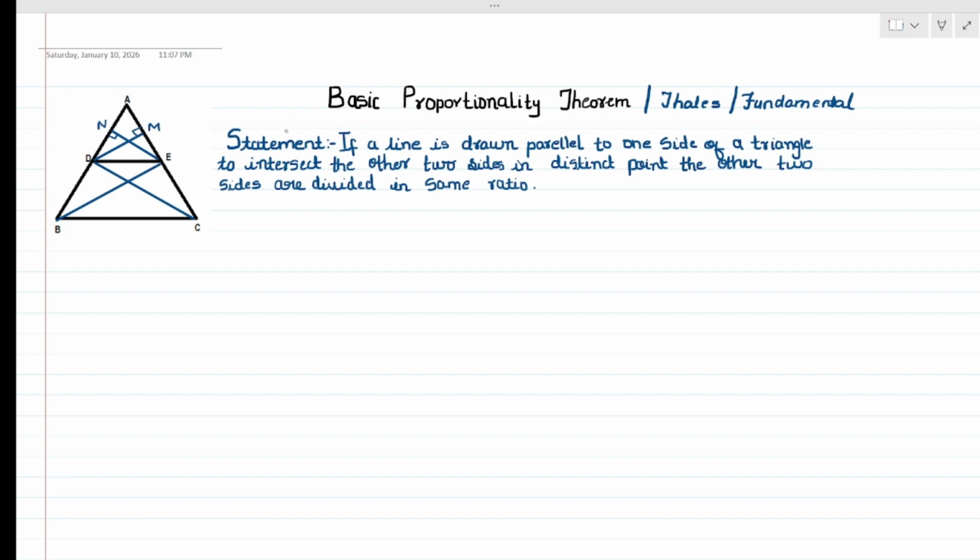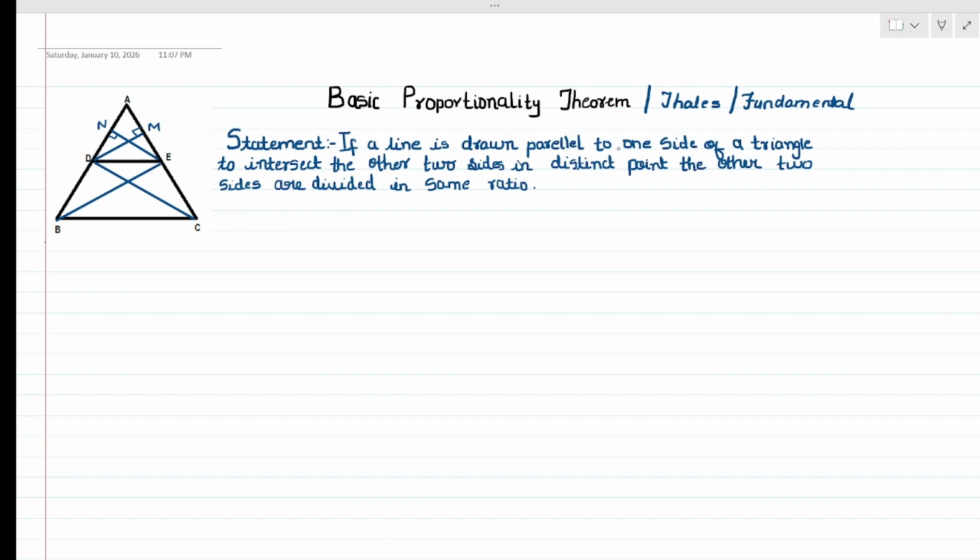What does our statement say? We are given a triangle ABC where DE is a line intersecting AB at point D and AC at point E. Okay, now what does our statement say?